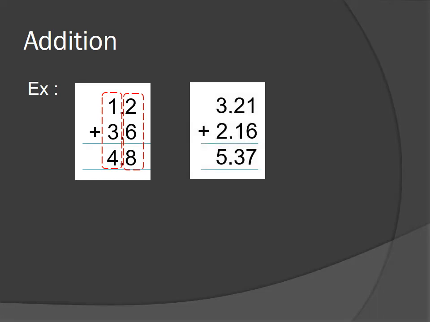Second example, 3.21 plus 2.16. So first we want to add 1 and 6. 1 plus 6 is equal to 7. Then 2 plus 1 is 3. 3 plus 2 is 5. The final answer is 5.37.